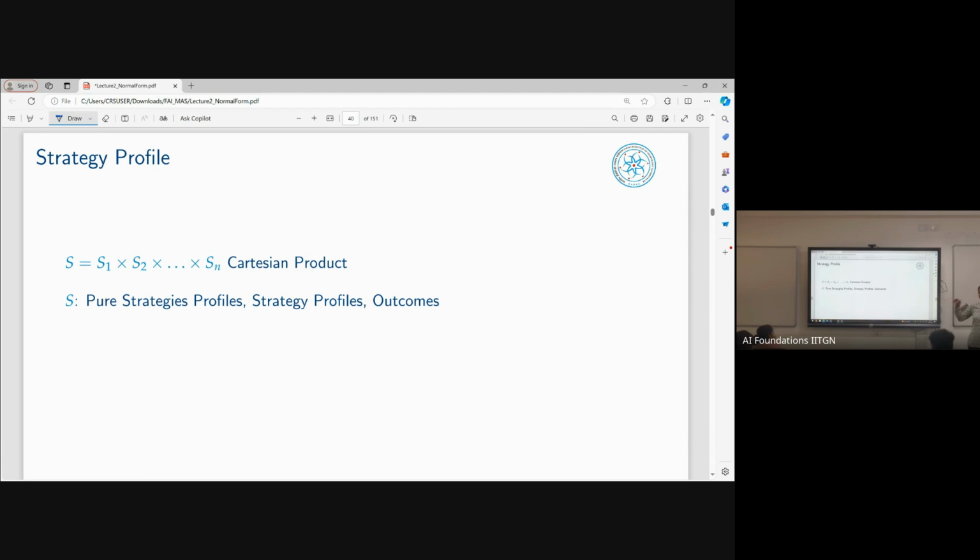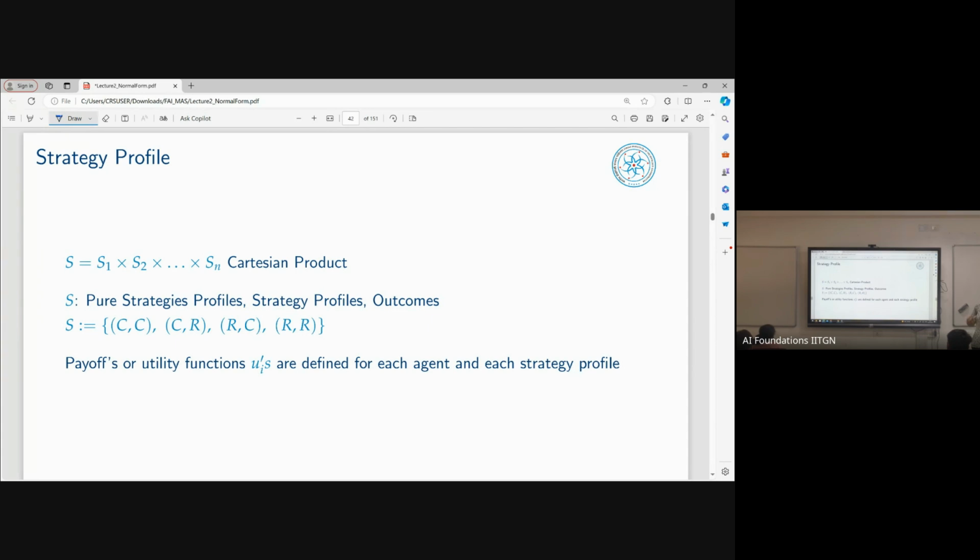It will be clear why it is called pure strategy. That's nothing to do with any purist or anything like that. But so here, for example, in our game, this was the entire strategy profile set that we had, or the different possible outcomes of this particular game. And your utilities are defined over these strategy profiles. Right? For each element of the strategy profile, all the agents derive certain utilities.